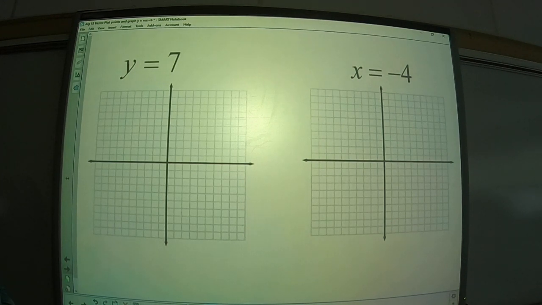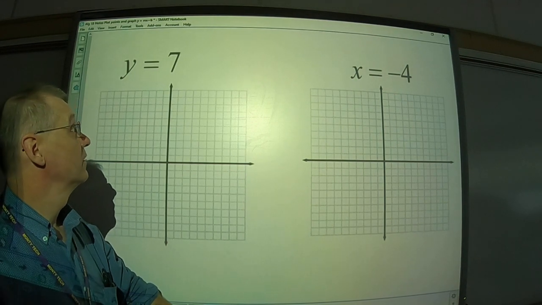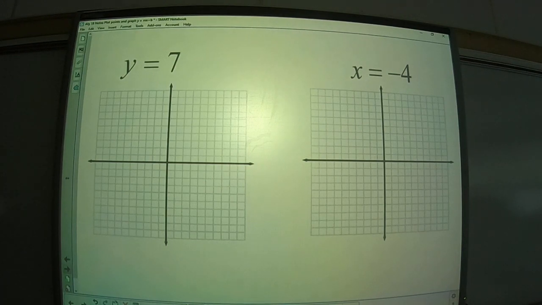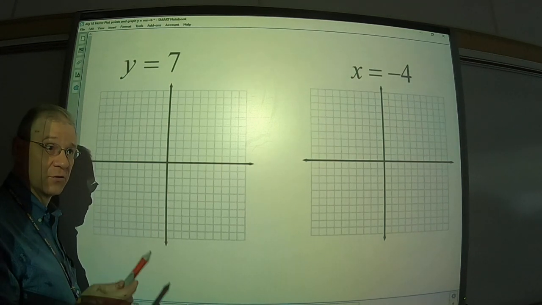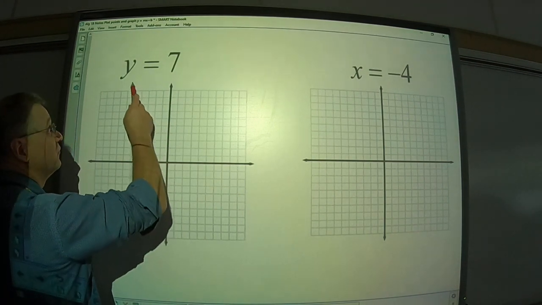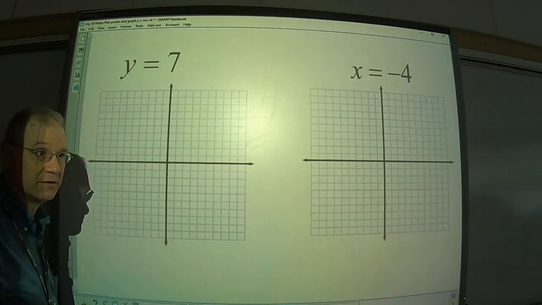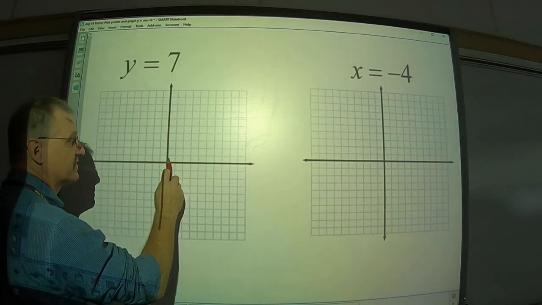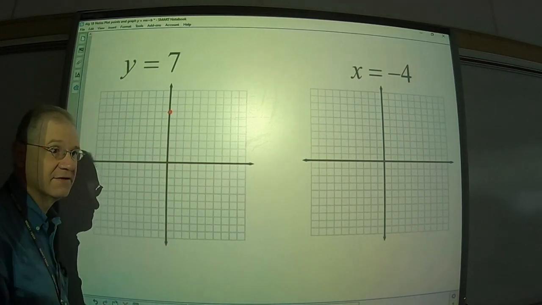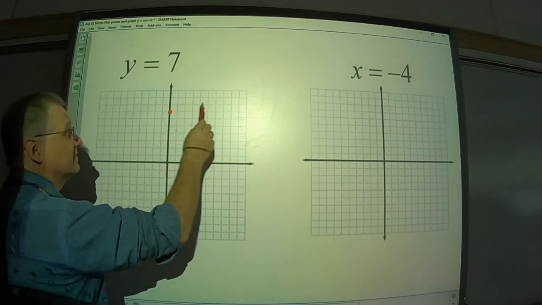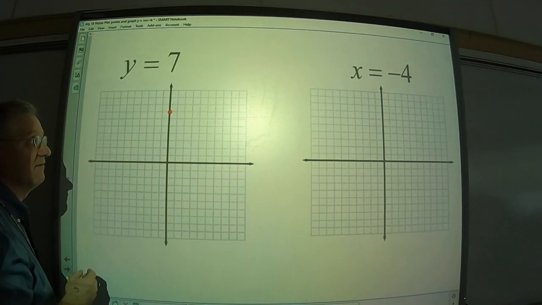Now we're going to graph some lines. When I go to graph one of these, if you have just a variable equals a number, like y equals 7, no matter, you've got x's and y's for these points. If you are only told y equals 7, that's the up 7. 1, 2, 3, 4, 5, 6, 7. That's where that is. But no matter what x is, y is still going to be 7.